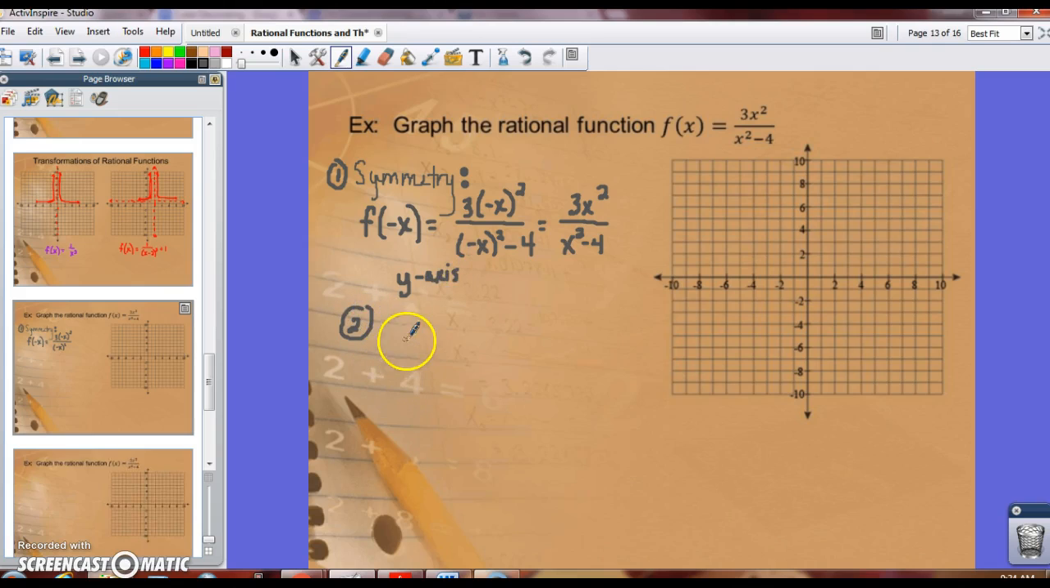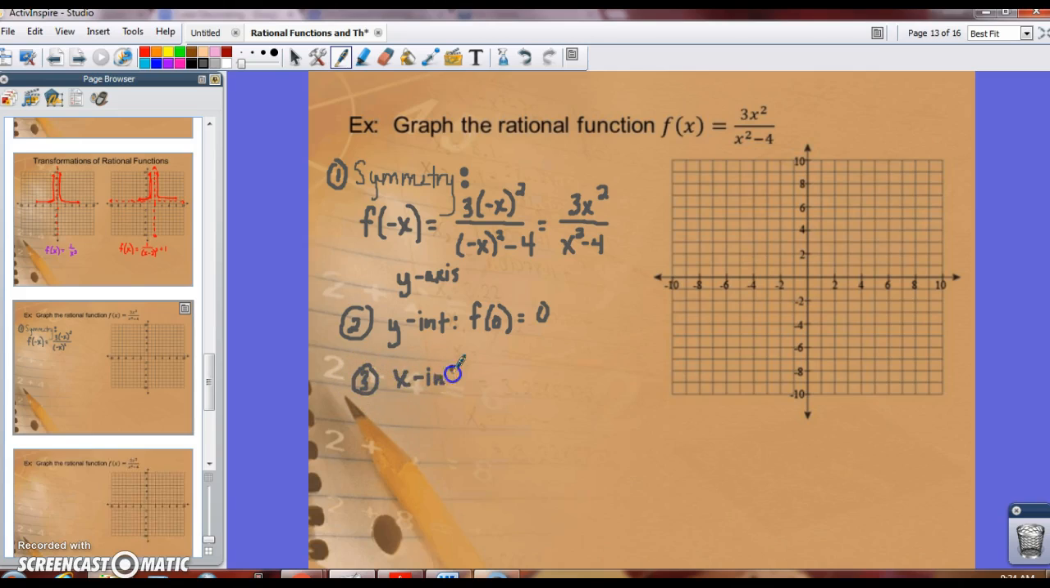The second thing we're going to do is find our y-intercept, which is just finding f of 0. That means just plugging in 0 for x. So everywhere I plug in 0 for x, I end up with f of 0 is equal to 0. So I know my y-intercept will be at 0.